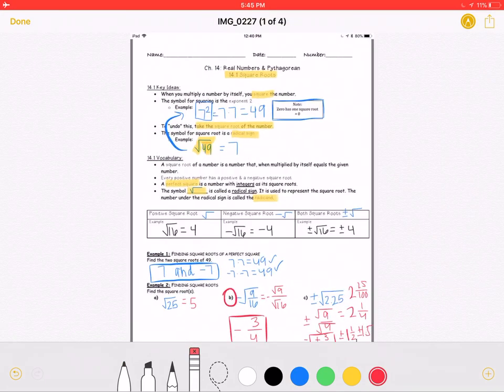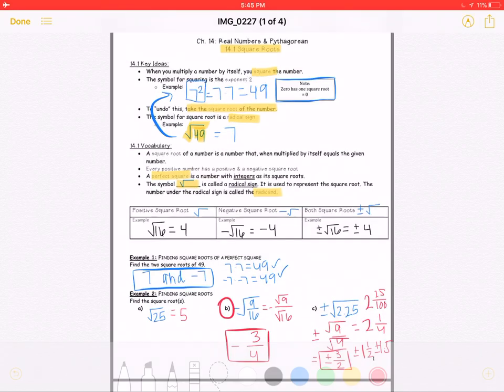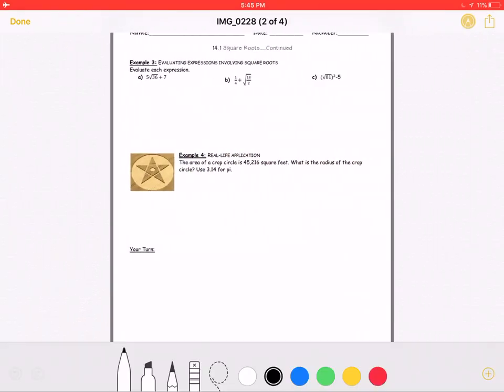All right, we have a few more examples on our next page. So let's slide over. Let's do a few more.